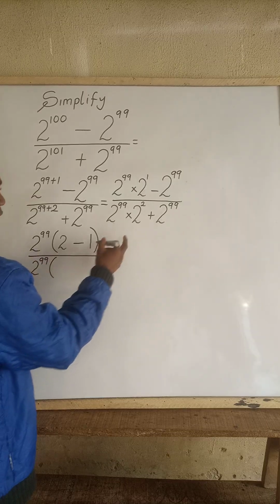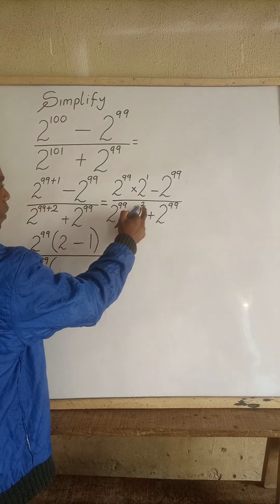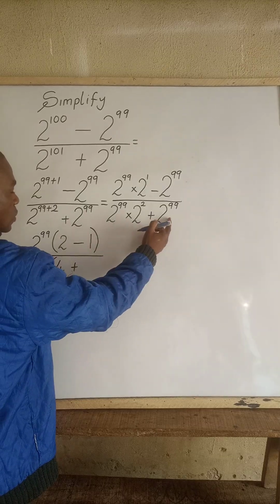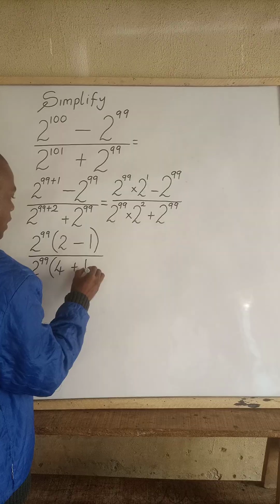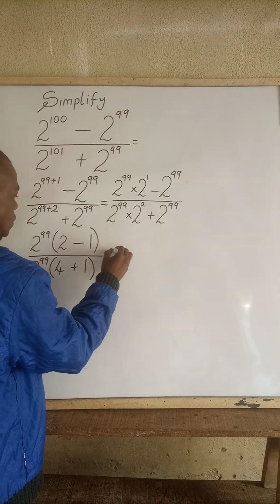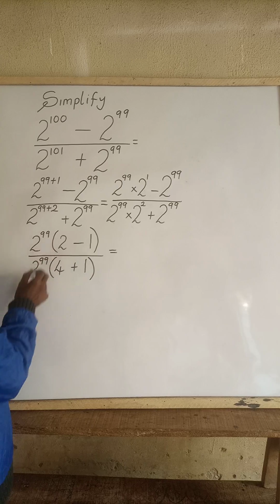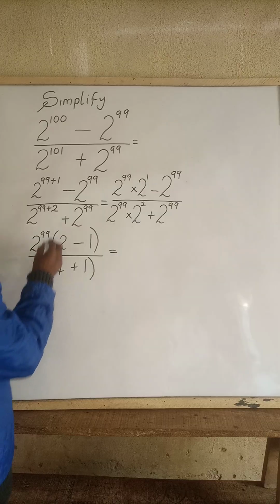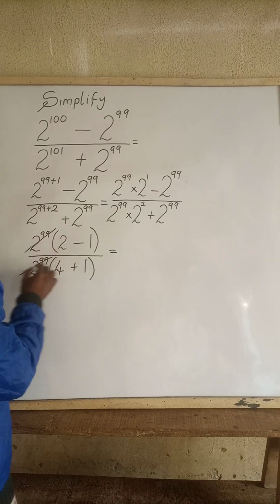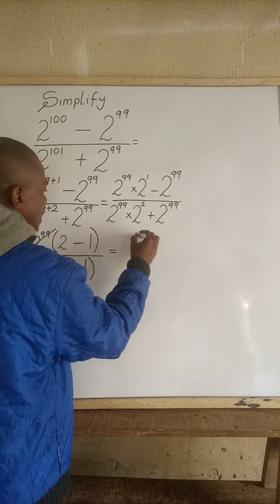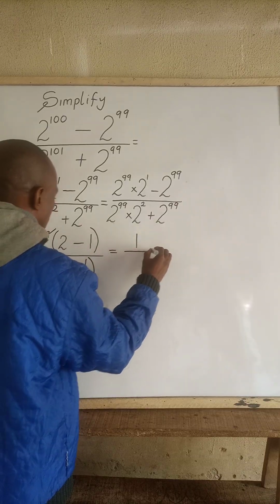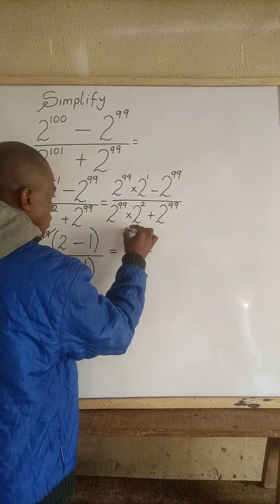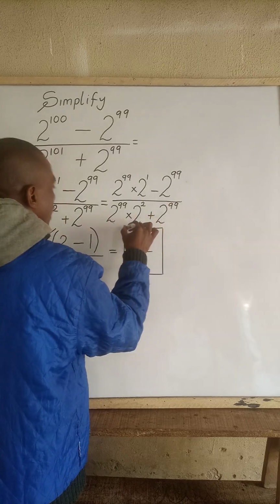bracket open. When I factor it out, we will have 2 raised to power 2, which is the same thing as 4, plus, if I factor this one out as well, we will have 1, which is equal to, this 2 raised to power 99, we have it as a numerator and also as a denominator. So when it cancels out, we will have 2 minus 1, which will give us 1, over 4 plus 1 will give us 5. So the answer to the question is 1 over 5.